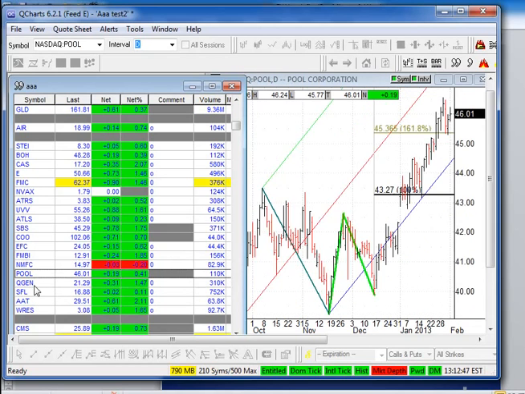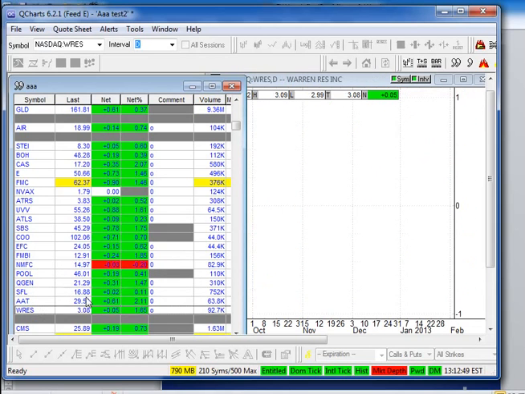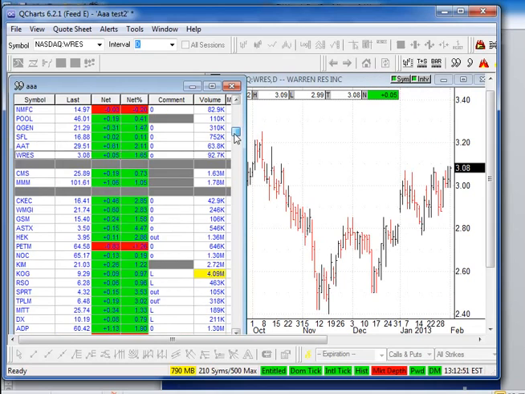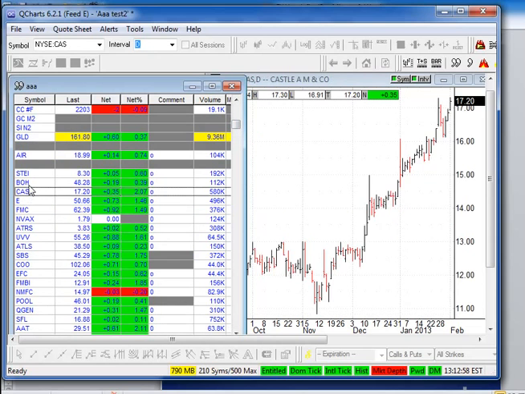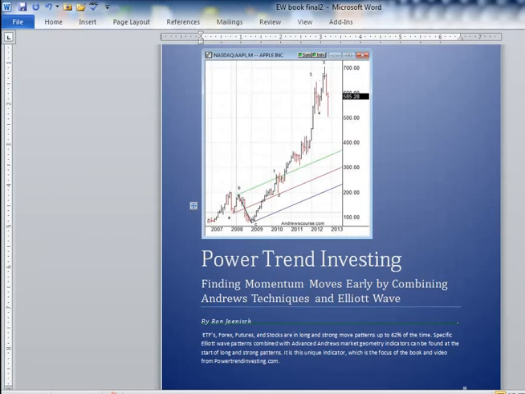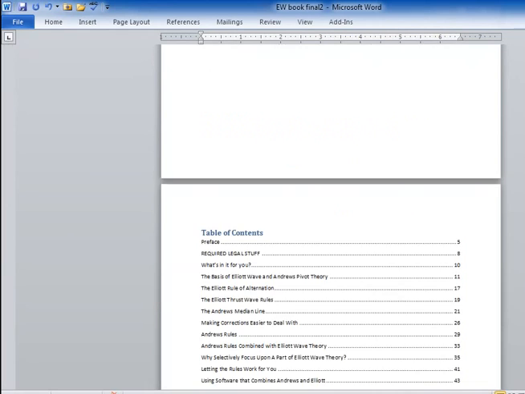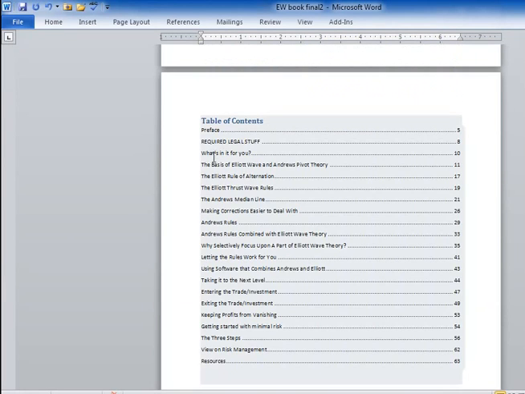Until the program comes out, until the new version comes out, what we're going to be doing is letting people have a deeper, richer understanding of some of the techniques that we use in that new version of the software, and one of them is the power trend investing. Let's see if we can bring this up. Here we go. And so let's take a look at the table of contents.